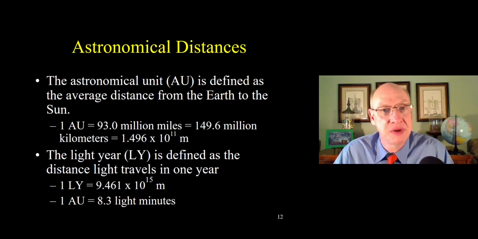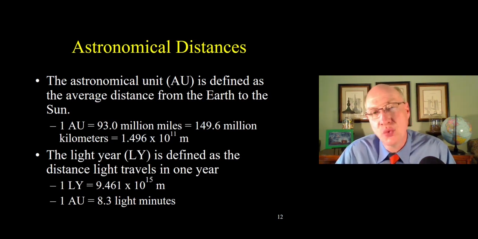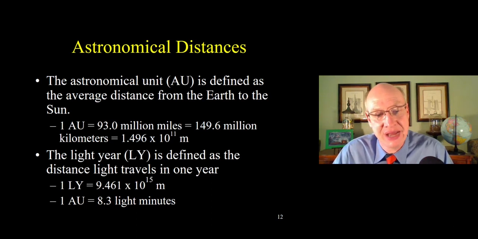So if you take the number of seconds in a minute, the number of minutes in an hour, the number of hours in a day, and days in a year, you can calculate how far light travels in a year, and that turns out to be about 9.461 times 10 to the 15th meters. It's a really long distance, but a light year is simply the distance that light travels in 1 year. It's equivalent to about 6 trillion miles.